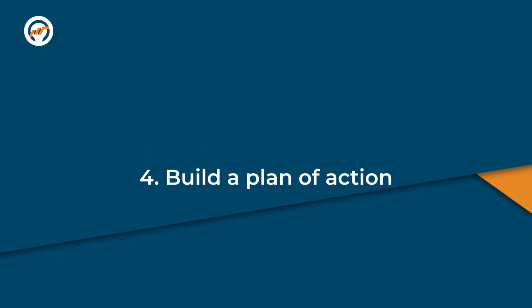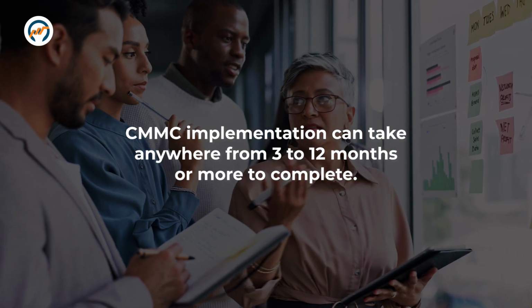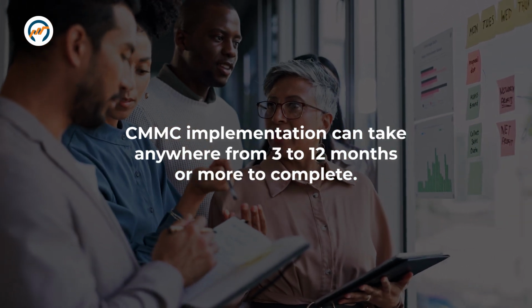4. Build a plan of action. If you plan to move forward, decide what gaps you're going to fill first, and then build a plan with your IT department or third-party IT partner. Remember, a mature cybersecurity posture provides additional benefits that help protect your business from cyber threats. Keep in mind that CMMC implementation can take anywhere from 3 to 12 months or more to complete, so the time to start the process is now.